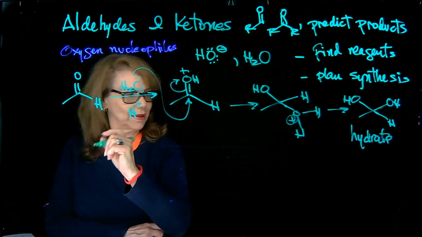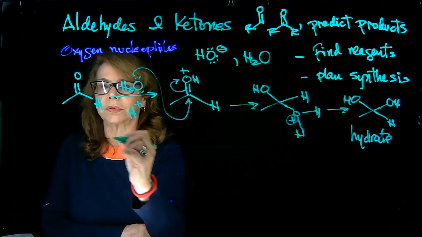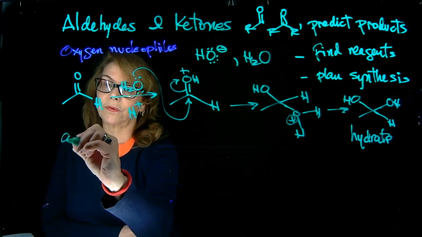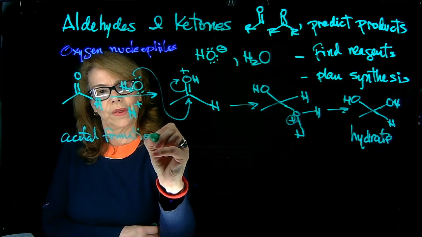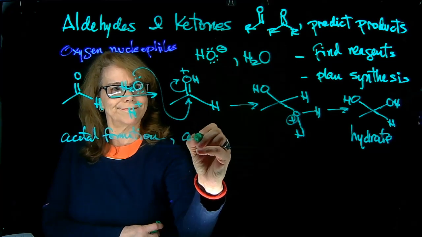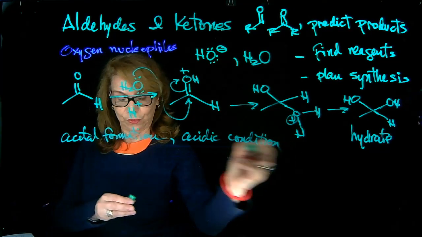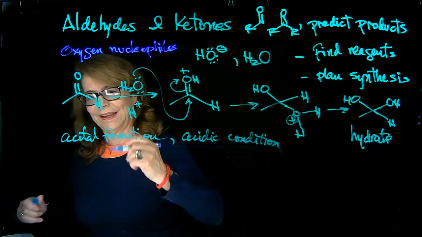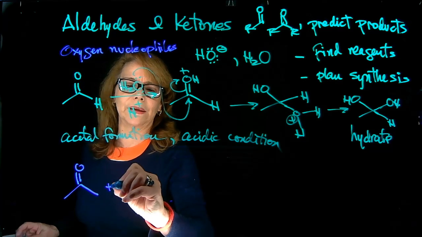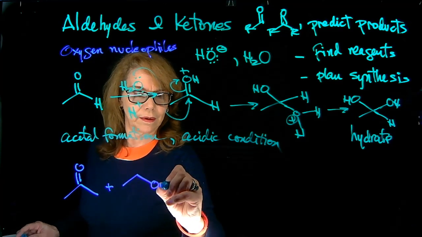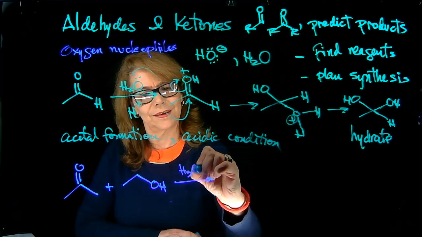That was one reaction. Another reaction that we saw is the formation of acetals. In the acetal formation, we're going to do that under acidic conditions. What you will see when you're completing reactions is, for example, let's do acetone, and I'm going to make this react with an excess of ethanol, and I'm going to have acidic conditions.